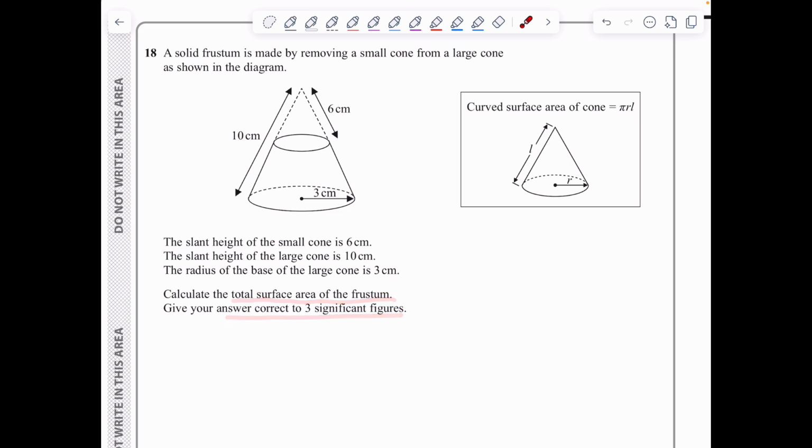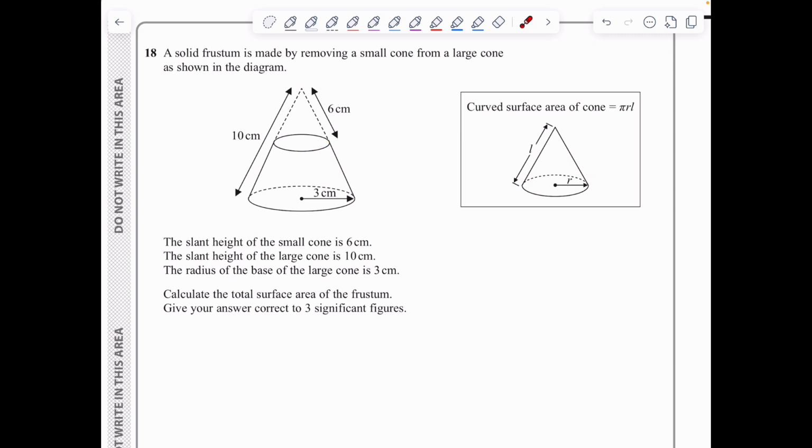Well, first of all, let's agree that we're looking at the sum of the area of the base, the area of the top, so both of these are circles, plus the curved surface area of the frustum, and we're given the formula for the curved surface area of a cone. So I've got pretty much most of the measurements. What I'm missing is the radius of the small cone, and I'll be using similar triangles to find this.